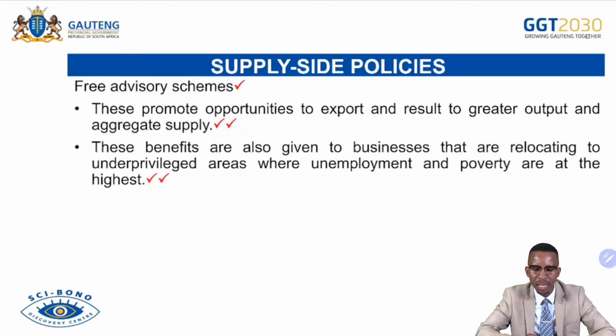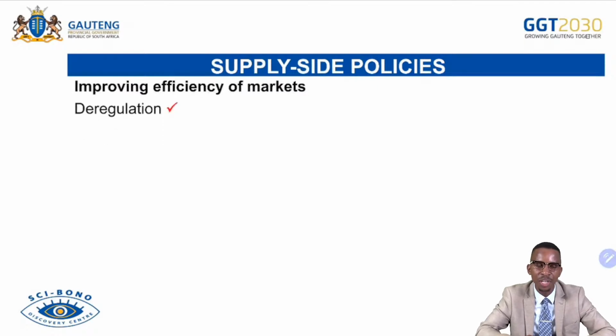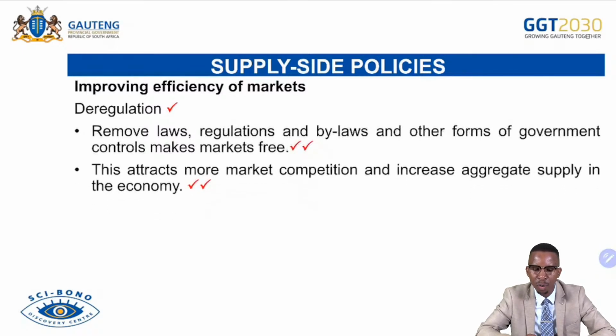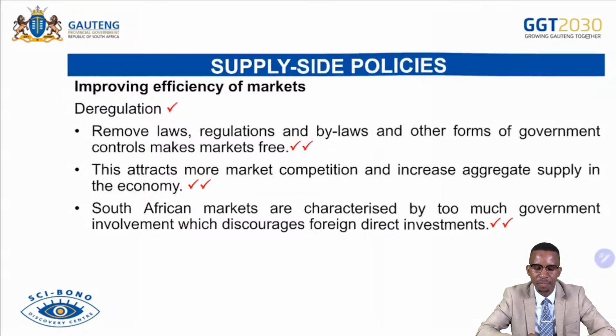And then these benefits are also given to businesses that are locating to underprivileged areas where there's a high level of unemployment and poverty. And then we continue with the supply side, improving efficiency of the market. So this is deregulation, which is the removal of laws and regulations by the government to ensure pure functionality of markets without too much government intervention. And then it attracts more market competition and increases aggregate supply in the economy. Such markets are characterized by too much government involvement or interference, which discourages foreign direct investment.